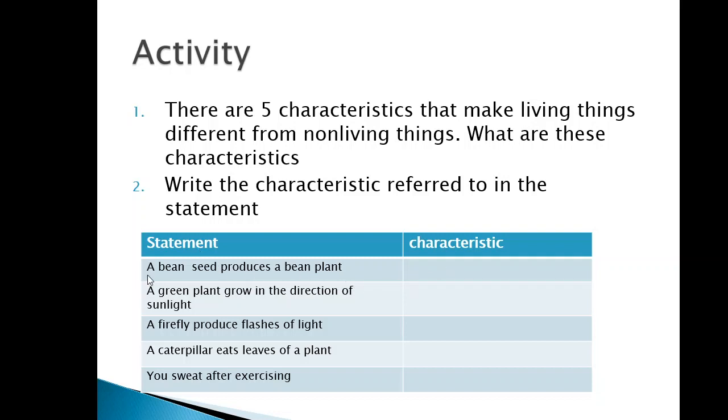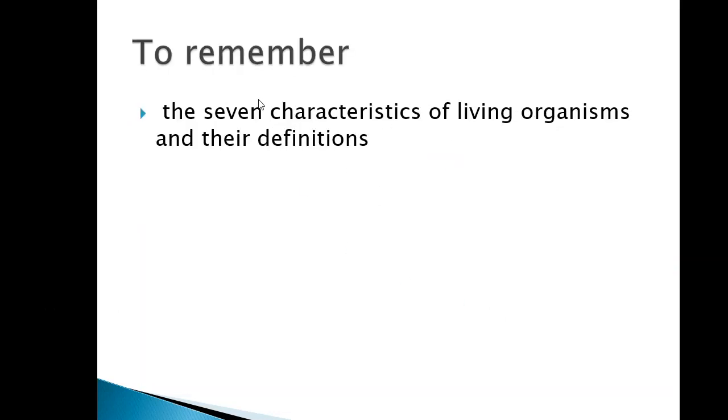So for example, a bean seed produces a bean plant. What is that characteristic? Or a green plant grows in the direction of the sunlight. What is that characteristic? Okay, so again, what you need to remember is the 7 characteristics of living organisms and their definitions for now, for this lesson 2.